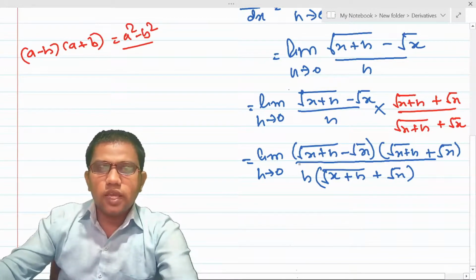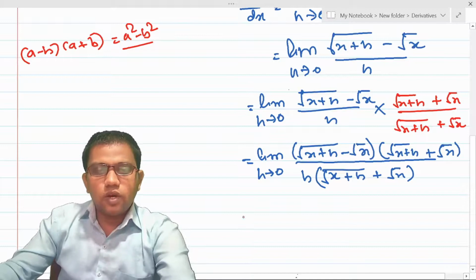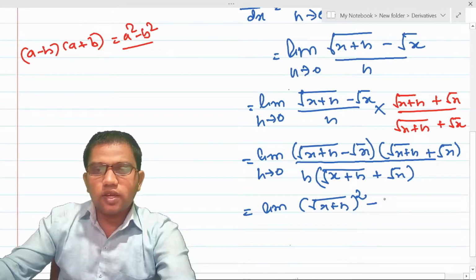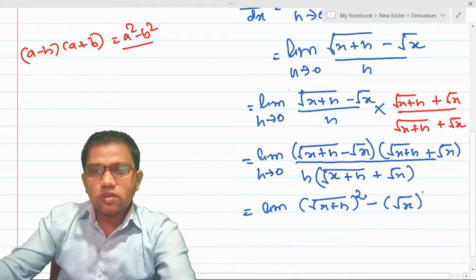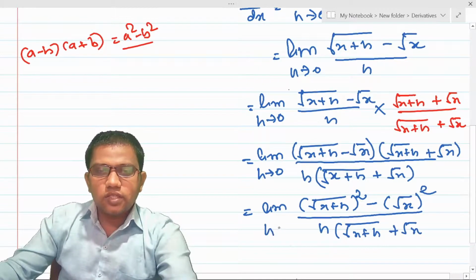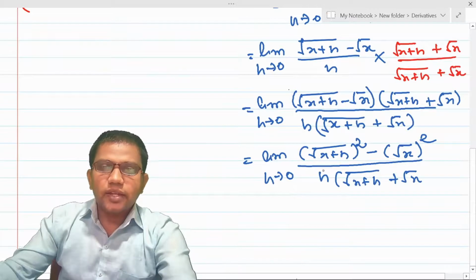I just use here a is nothing but x plus h and b is nothing but root x. Okay. And this is equal to what? This is equal to limit of (root over x plus h)² minus (root x)², divided by h times (root over x plus h plus root x), as h tends to 0. Now the root gets cancelled, as the square is there.